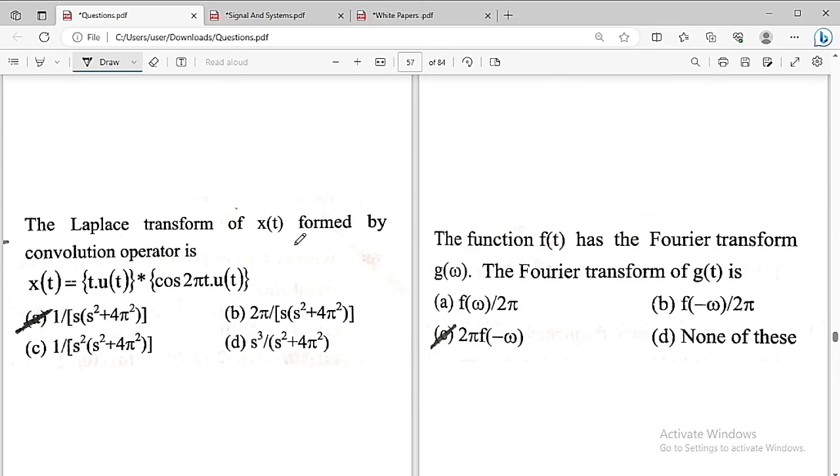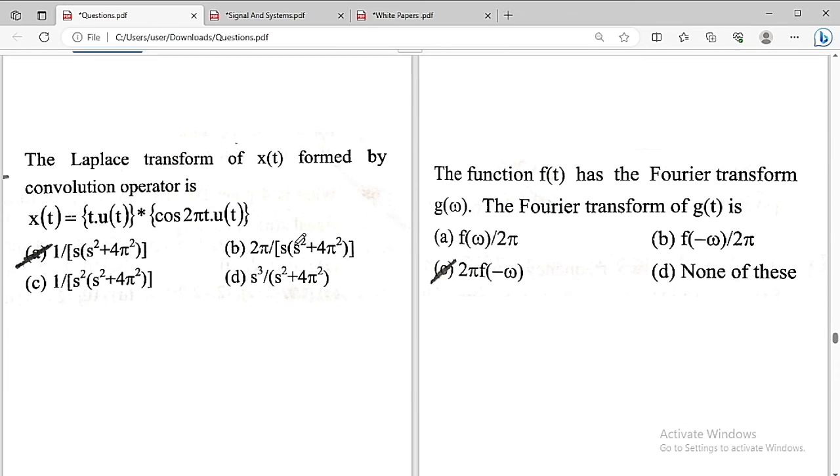Now we are going to solve the other question. See the question here. The Laplace transform of the x of t found by this convolution operator is. Basically they are asking: the Laplace transform of x of t is formed by the convolution operator. So what is the x of t? They have given t into u of t convolution of cos 2 pi t into u of t.